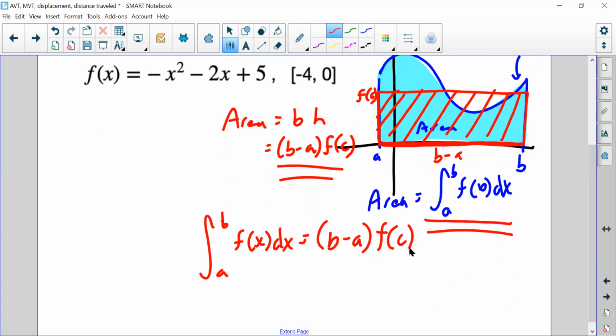So the base is always going to be equal to the interval? Yes, because we're going to make that rectangle over the same width as the interval of integration. So it's always going to be that same width.